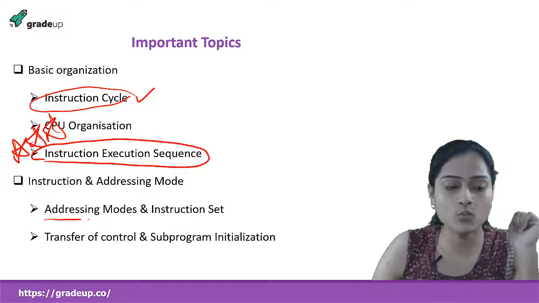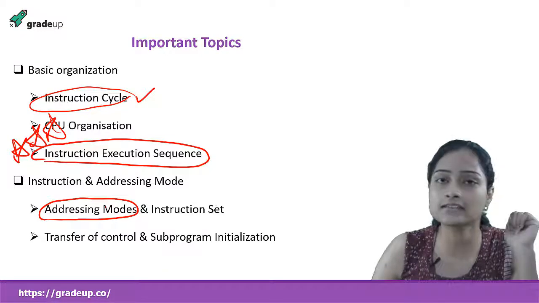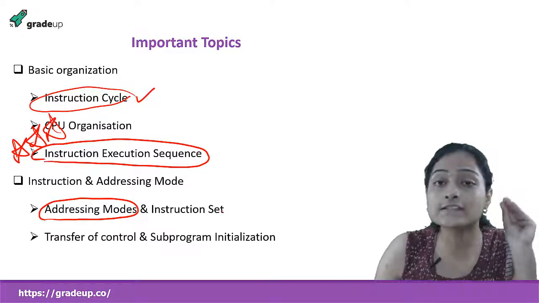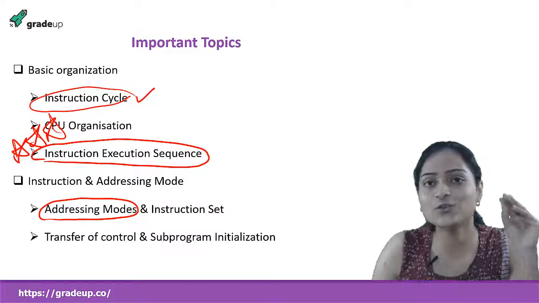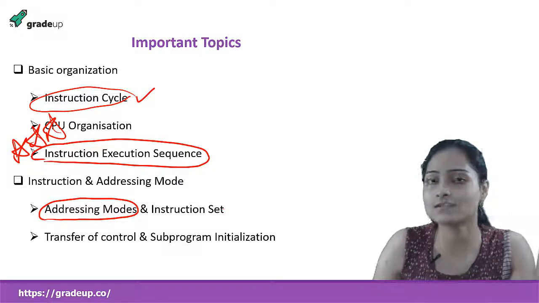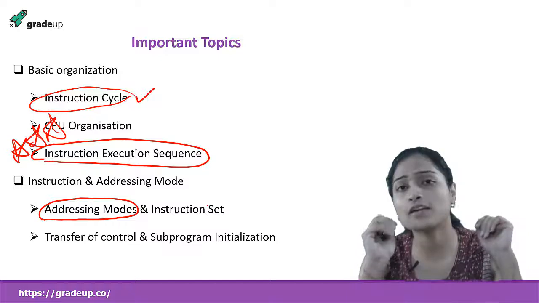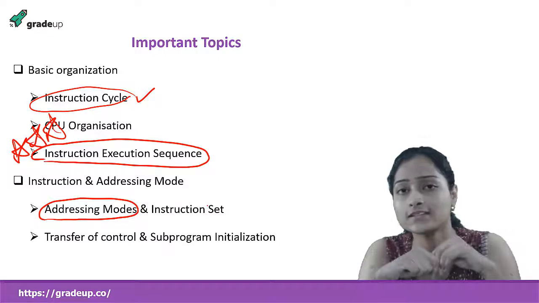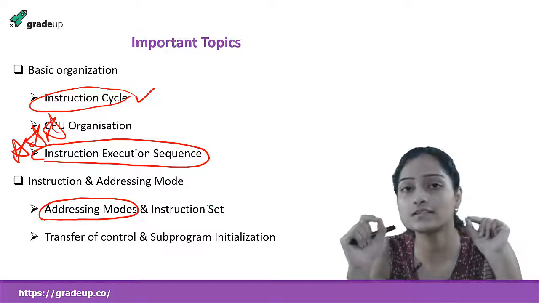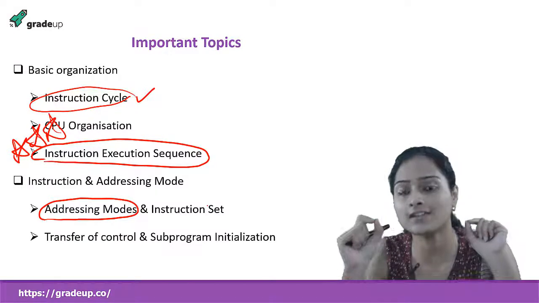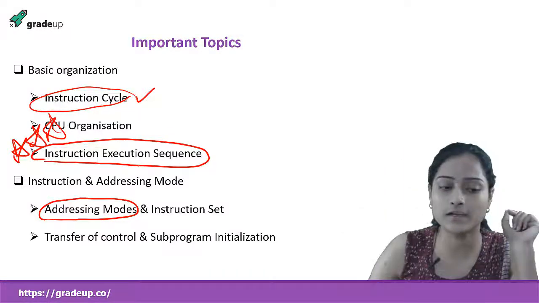Over there, addressing mode is really important. Instruction set is not that important. No direct question is asked. But for solving any question in CO, you should be aware of instruction set. So what can I say? There will be no direct question going to be on instruction set, but its knowledge is required for solving other questions. So it also becomes important.